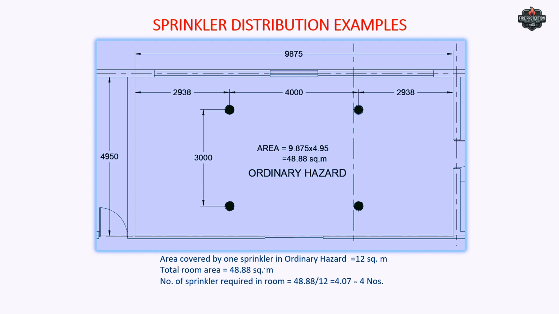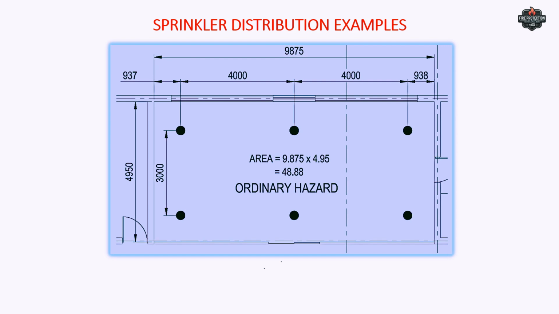Using the same room as ordinary hazard, the number of sprinklers required in this room is given by the total room area, which is 48.88 square meters, divided by the area covered by one sprinkler, which is 12 square meters. So now we get 4 sprinklers. So in this room we need 4 sprinklers based on the area covered by one sprinkler. But here we have one problem. You can see a sprinkler located 2.9 meters from the wall, but you know that the maximum distance from the wall should be 2.3 meters. So in this case you have to add 2 more sprinklers. After adding 2 sprinklers, this is how the distribution looks. In total we need 6 sprinklers.